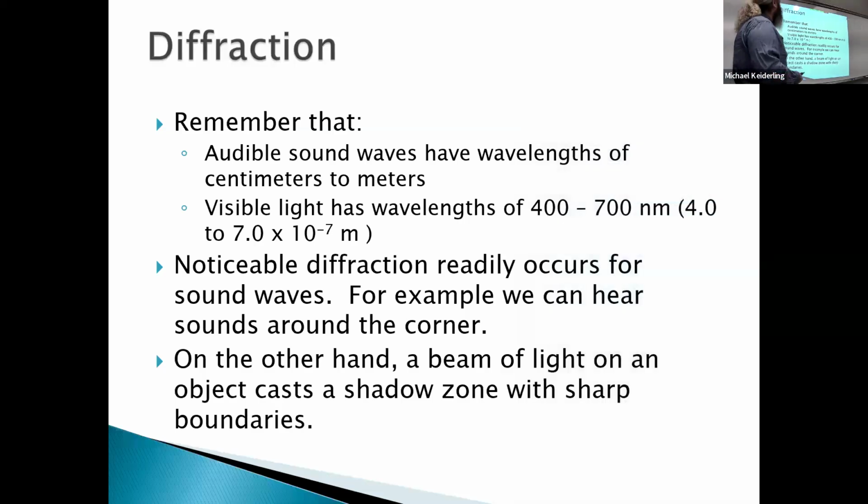And so remember that sound has wavelengths on the scale of centimeters to meters, where visible light has wavelengths of 400 to 700 nanometers, really small. And so noticeable diffraction readily occurs for sound waves, but yeah, we could hear sounds around the corner, but a beam of light on an object casts a shadow zone with a very sharp boundary because the wavelengths involved are much smaller. If you were looking at the wavelengths of radio waves, they diffract. That's part of why AM radio goes around buildings better than FM radio, because it's got a longer wavelength.